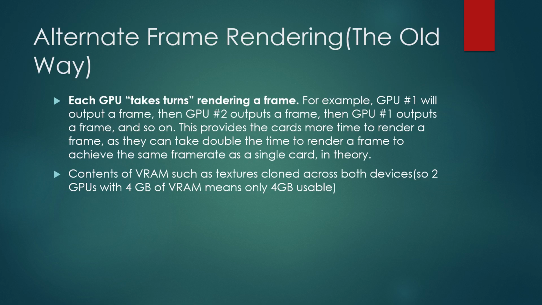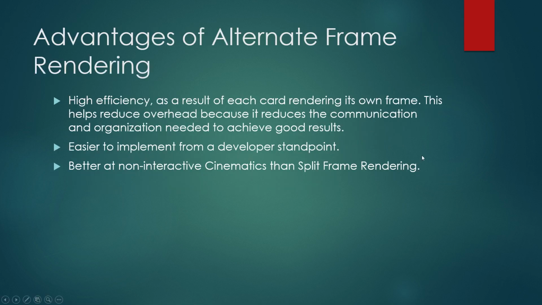Because they're both rendering the same things essentially, the whole content of VRAM, such as textures and everything else, is basically cloned across the 2 devices. So if you have 2 video cards with only 4 GB of VRAM, it's still only 4 GB usable. You don't get 8.